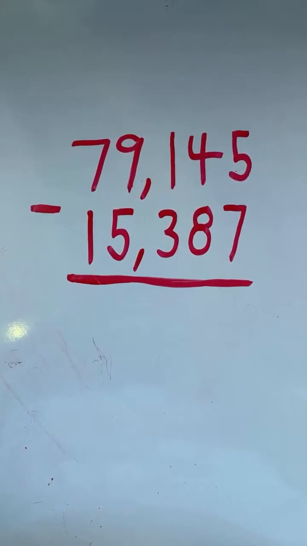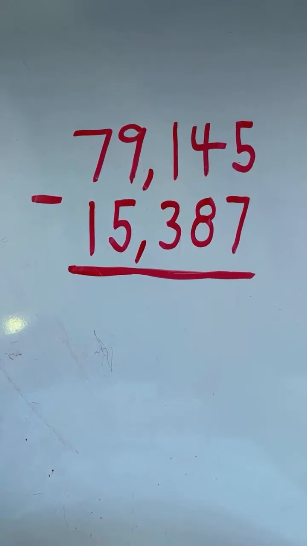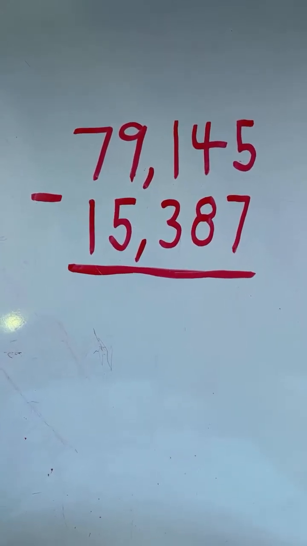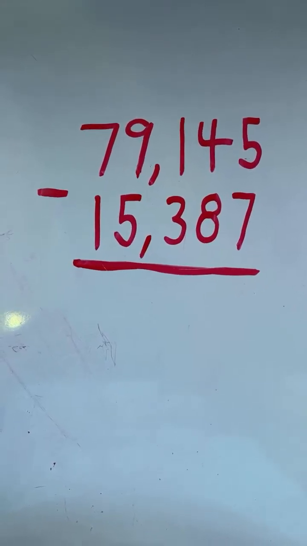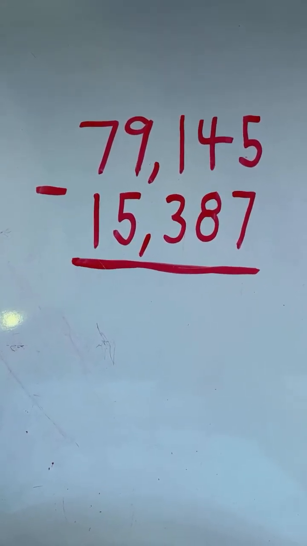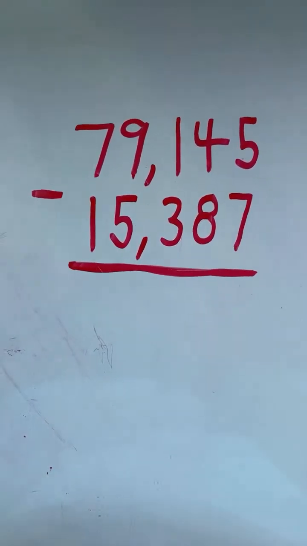So this video is going to be a review of multi-digit subtraction with regrouping. Our first example problem is 79,145 minus 15,387, and we're going to go through step by step how to solve that problem.